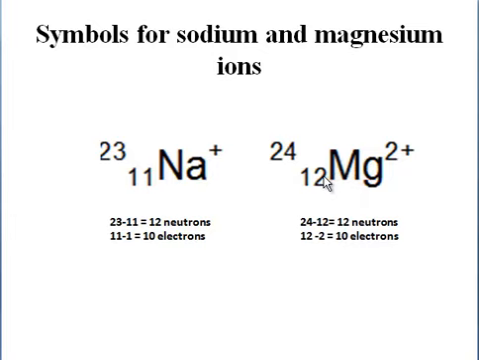The symbol for this magnesium atom has a subscript 12 to show the number of protons. The mass number is 24, which means that there are 12 neutrons in addition to the 12 protons. The charge is positive 2, which means 2 electrons have been taken away, which means that we have 12 minus 2, or 10 electrons for this magnesium atom.